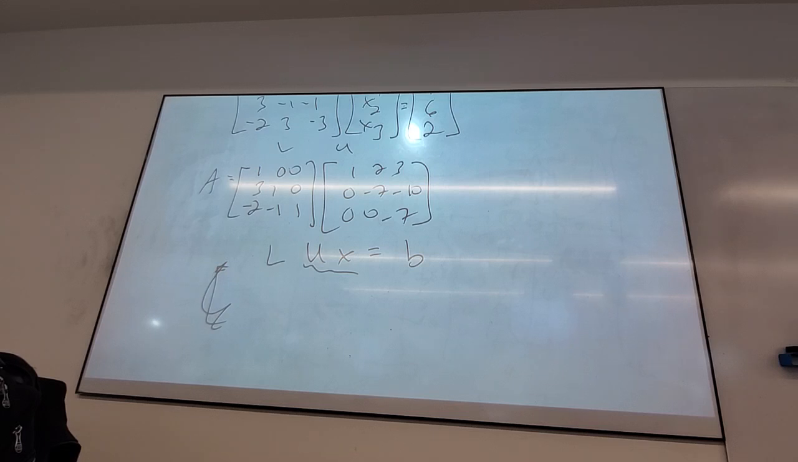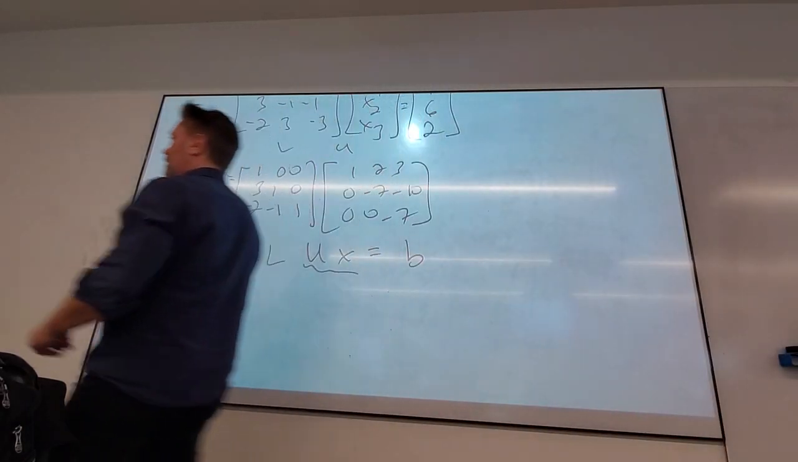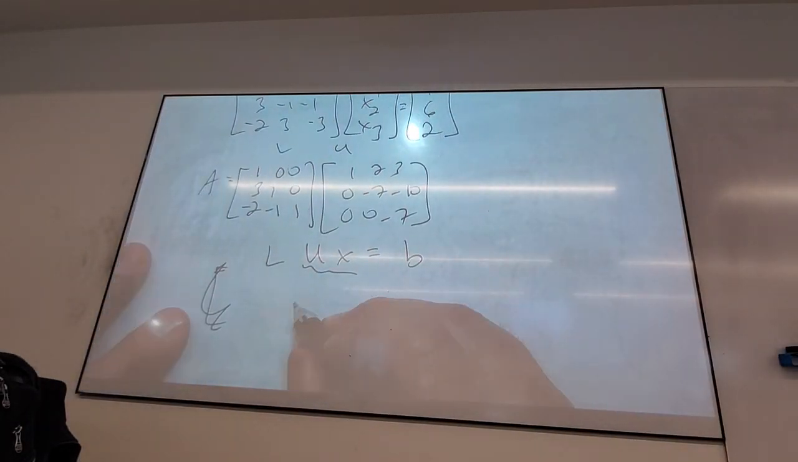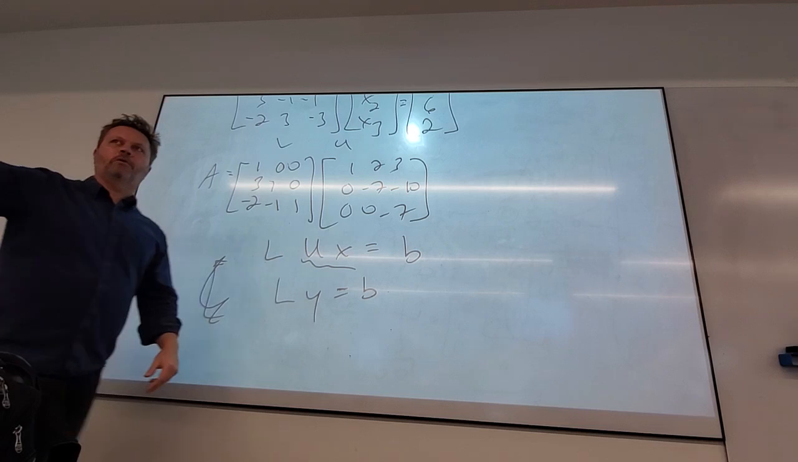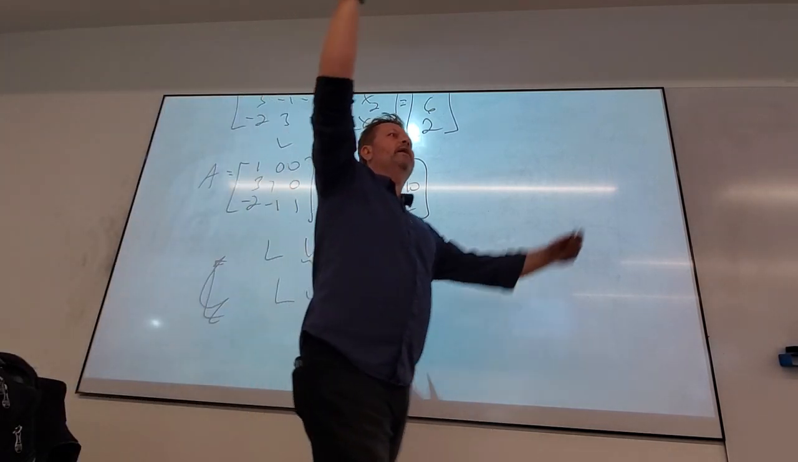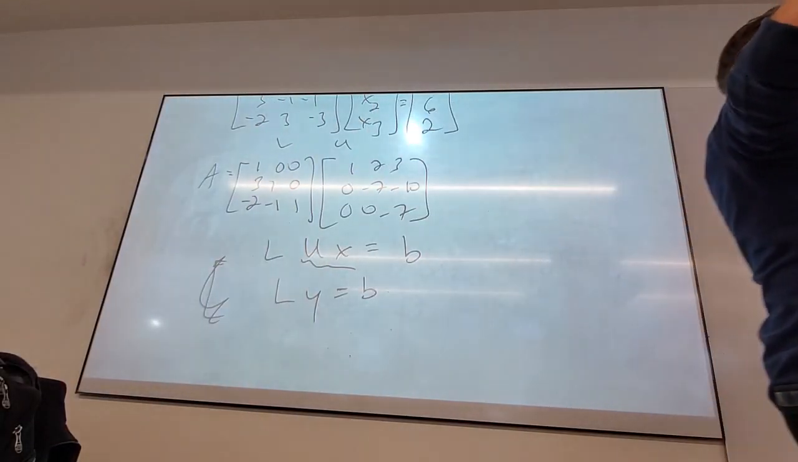Because how big is U? 3 by 3. How big is X? 3 by 1. So 3 by 3 times 3 by 1 would be 3 by 1. So it's a vector, correct? I'm just going to call it Y. So this becomes a two-step thing. If I can solve for Y, then UX equals Y, I can solve for X.